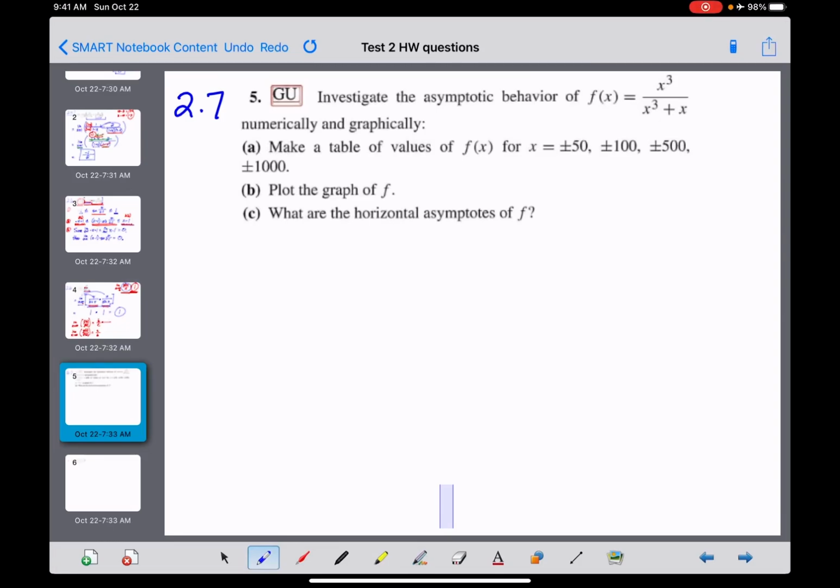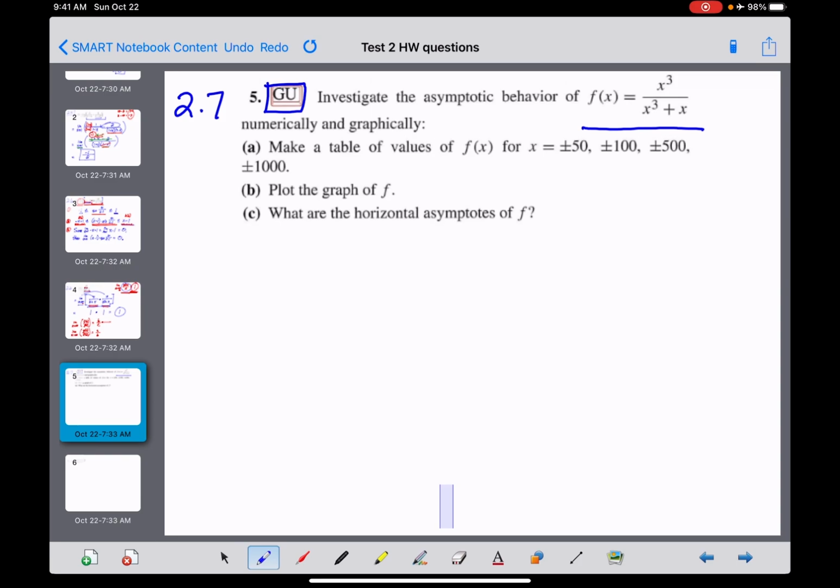Number 5 in 2.7, you'll notice this box right here that says GU, and I'm not sure if we've talked about that in class or not. Anytime you see a problem in the book with that GU box right there, that means graphing utility. That's basically telling you, hey, go ahead and use your graphing calculator on this one because we're about to ask you a question about a function that you're not supposed to be able to deal with on your own.